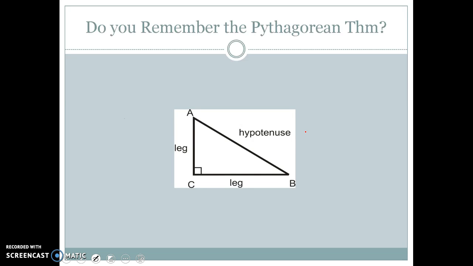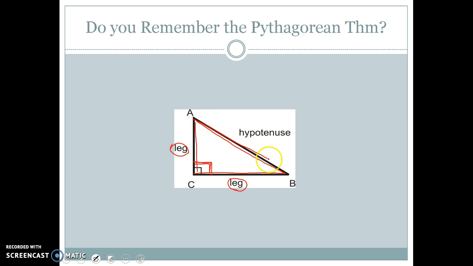The Pythagorean theorem is a relationship between the two legs of a right triangle and the hypotenuse of the right triangle. So the legs of the right triangle make up the right angle. And so both of these are considered the legs of the triangle.